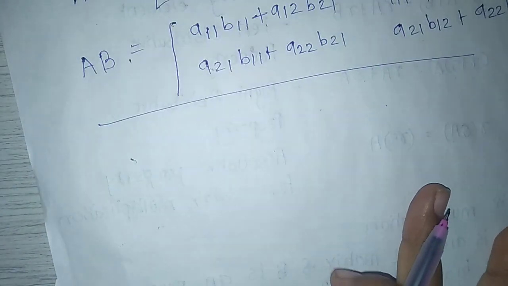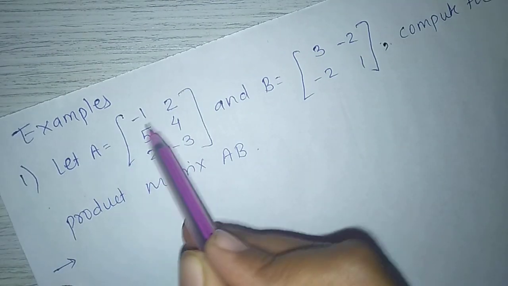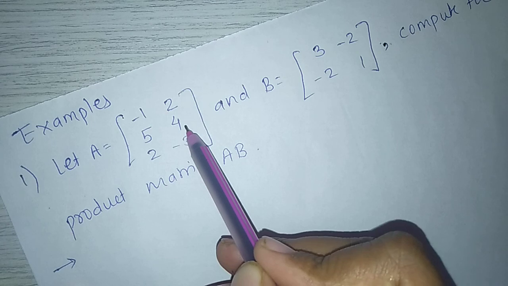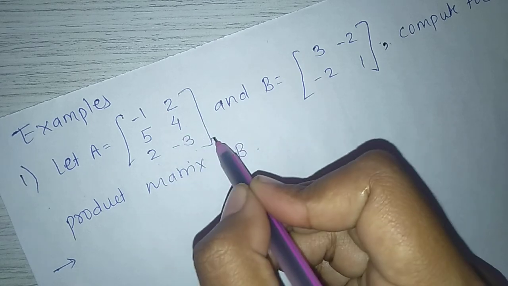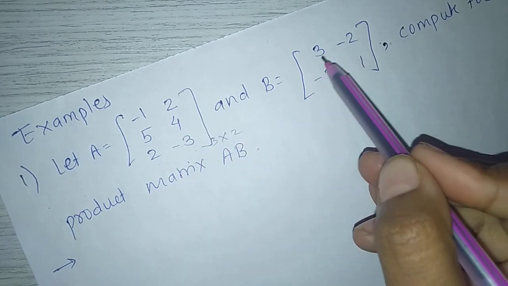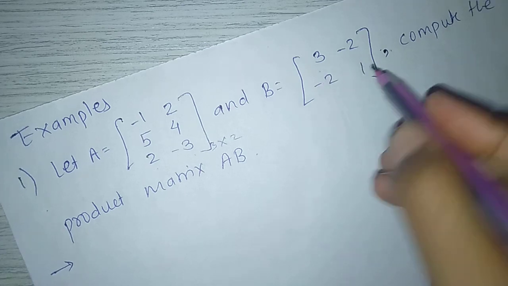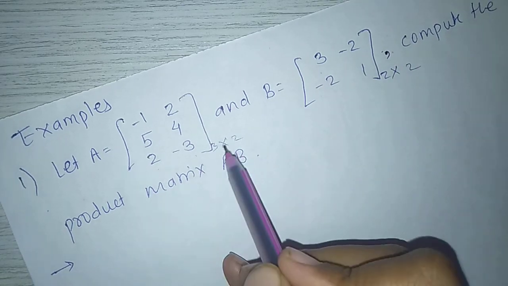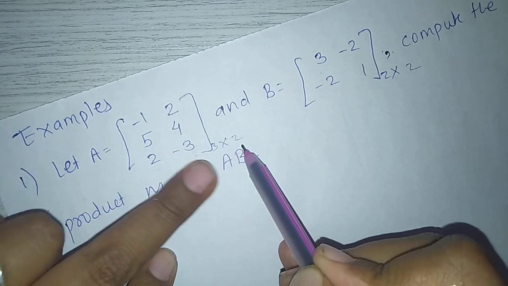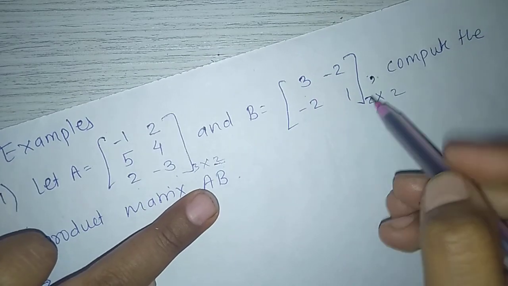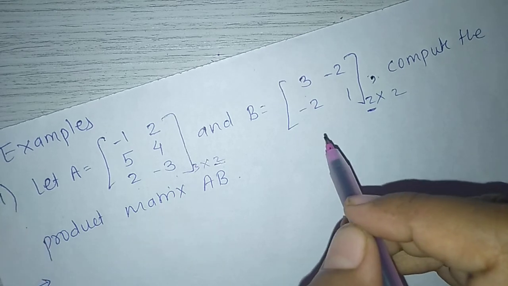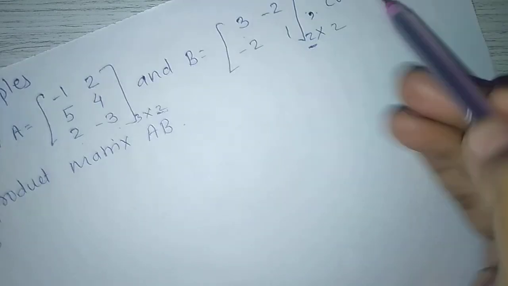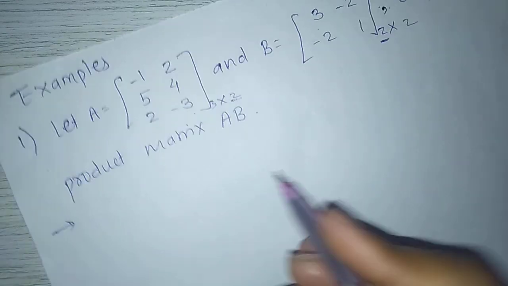Now, for example, let A equal to the 3 by 2 matrix with rows -1, 2; 5, 4; 2, -3, and B equal to the 2 by 2 matrix with rows 3, -2; -2, 1. Here we can observe that the number of columns is 2 and the number of rows is 2. That means we can multiply A into B. Compute the product matrix A into B.